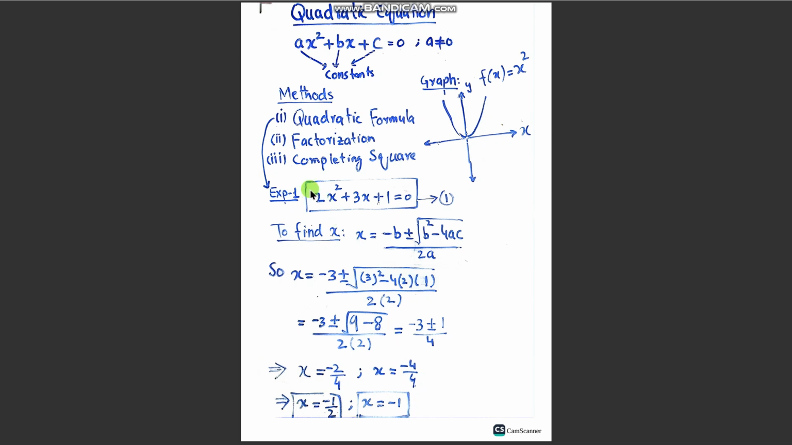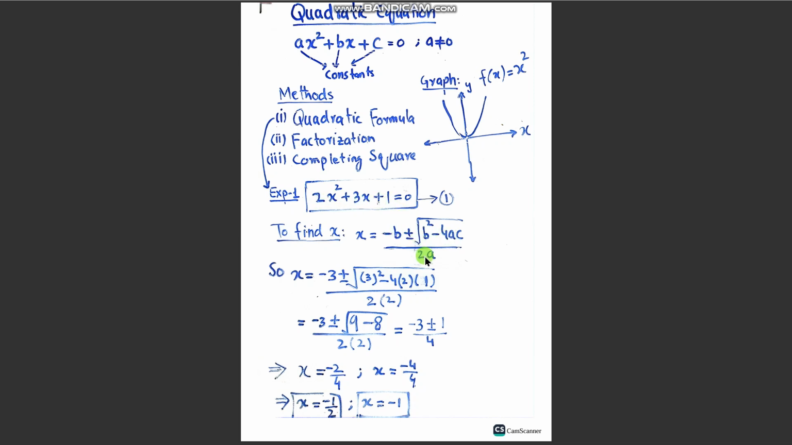So in this example, the coefficient of x square is 2, so a is equal to 2. The coefficient of x is 3, so b is equal to 3, and the constant term in this equation is 1, so c is equal to 1. Put a is equal to 2, b is equal to 3 and c is equal to 1 in this formula.